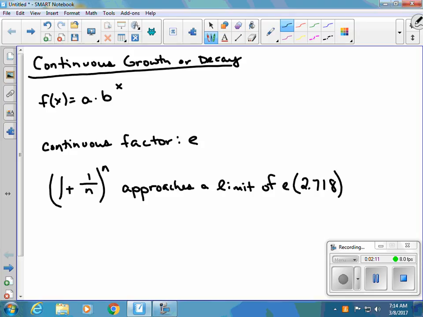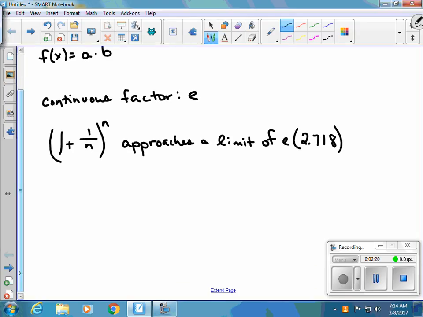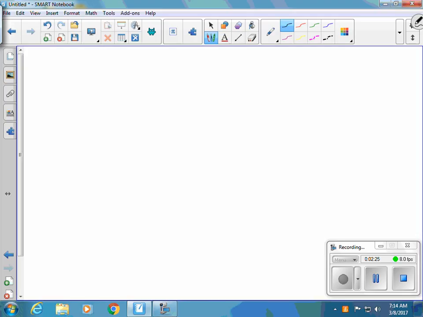So what applications does this have for me? Remember when we were working with money and compounding it daily and all of this other stuff? Well, we can actually compound money and interest continuously, and we use E. So this is compounded interest, continuously.